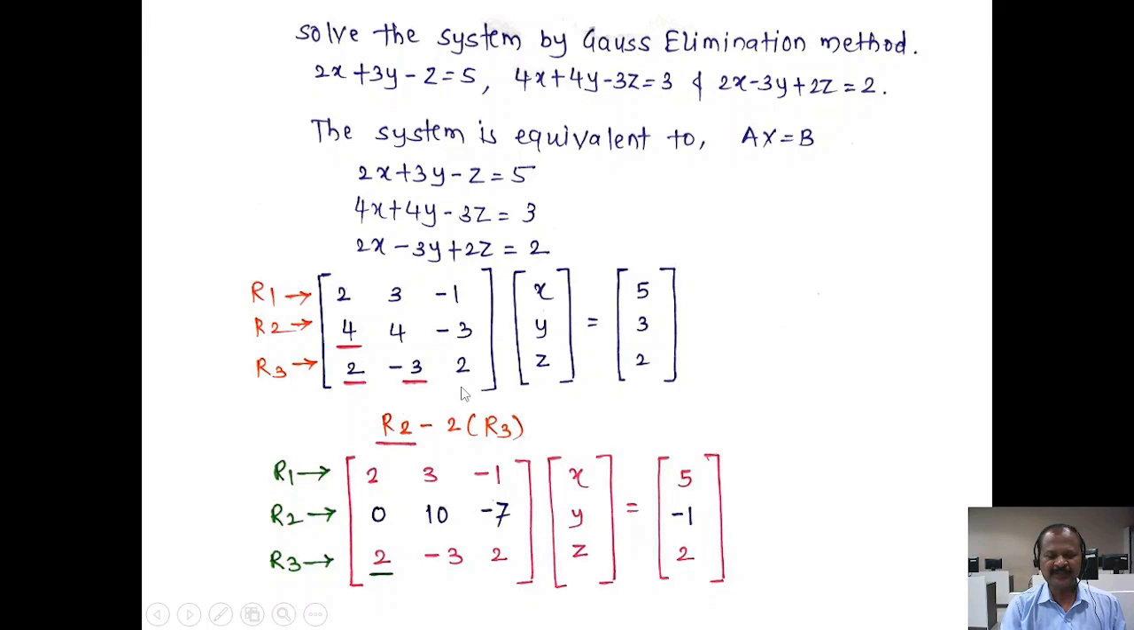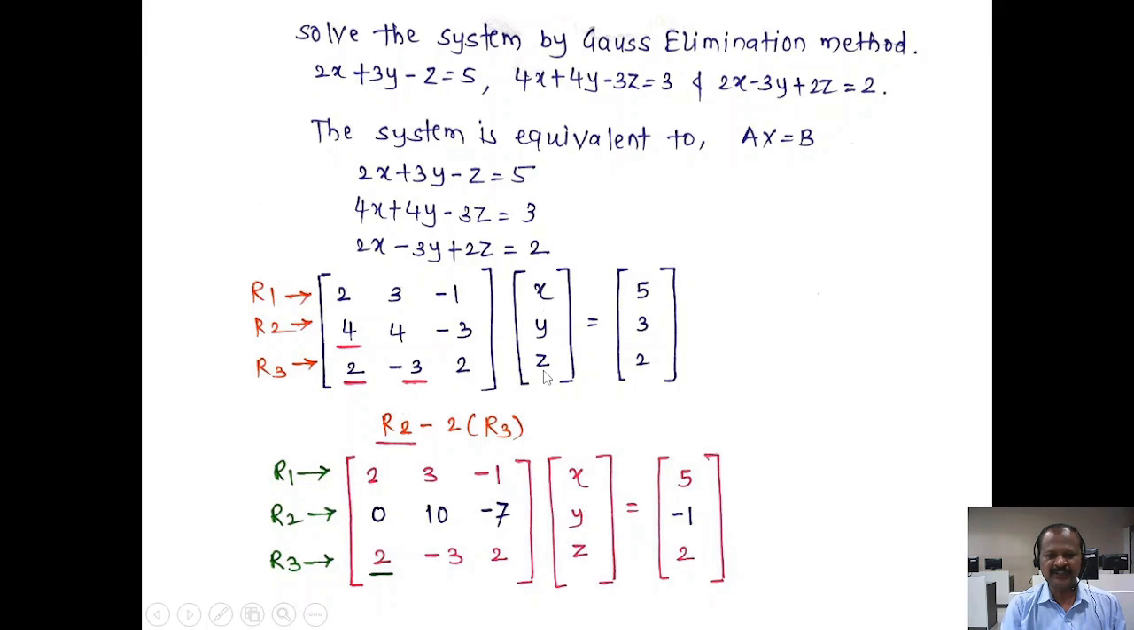Now for the Gauss elimination method, we are using row transformations only. So this element you have to make 0. So R2 minus, here it is a 2, so the multiplication factor is 2. So R2 minus 2 into R1. Now there is a change in only R2. There is no change in R1 as well as R3. So you can write here R1, which is 2, 3, minus 1, 5, and R3, which is 2, minus 3, 2, 2. So there is no change in R1 and R3. Change in only R2.